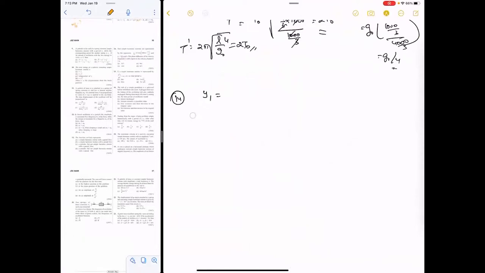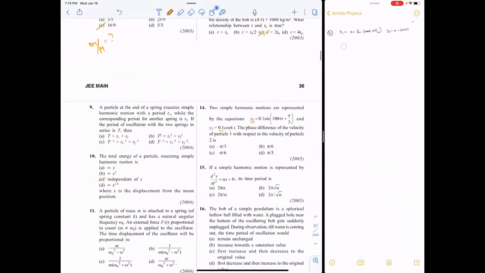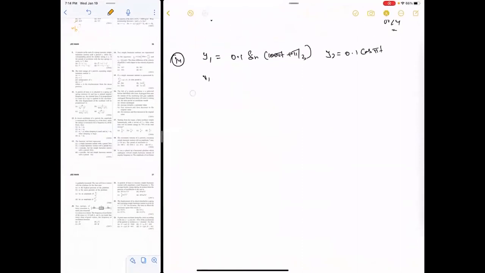So y1 is 0.1 sine how much? 100 pi t plus pi by 3. And y2 is how much? 0.1 cos pi t. Let me cross check it. 0.1 sine 100 pi t plus pi by 3. Right. So now, how to get the velocity? v1 is equal to dy1 by dt. Differentiate this 0.1. Inside, constant differential is 0. So we get 100 pi. 100 pi t differential is 100 pi. Sine becomes cos. Cos 100 pi t plus pi by 3. That is the differential of this.